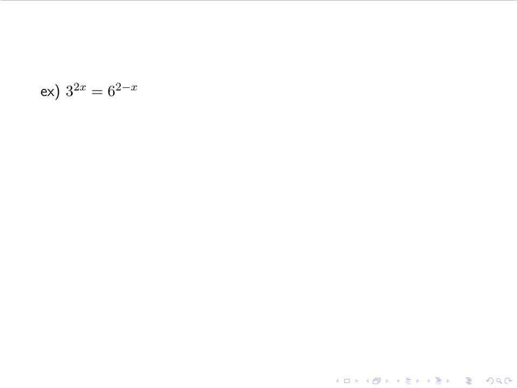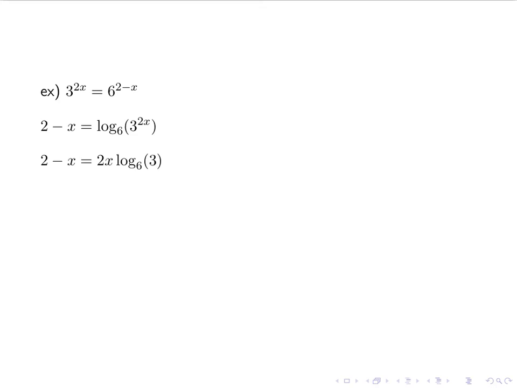So let's try another one. 3 to the 2x equals 6 to the 2 minus x. So 6 is a multiple of 3, but it's not a power of 3. So I can't do what I did before. So in this case, I'm going to consider my 6 to the 2 minus x as my exponential, my 3 to the 2x as my y, so that I have my exponent, 2 minus x, equals log base 6 of the other side, 3 to the 2x.